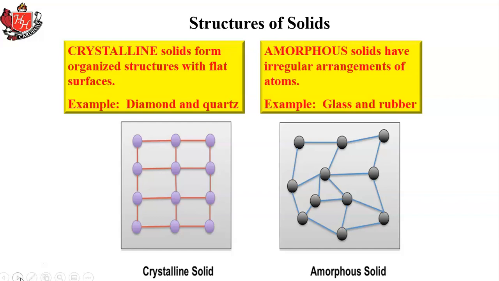Amorphous solids have irregular arrangements of atoms. And good examples of that, which you're familiar with, are glass and rubber. And yeah, even though glass seems very hard and very solid, its molecules are not necessarily put together in an orderly fashion. Sometimes they are, but not necessarily. And so that's what an amorphous solid is.